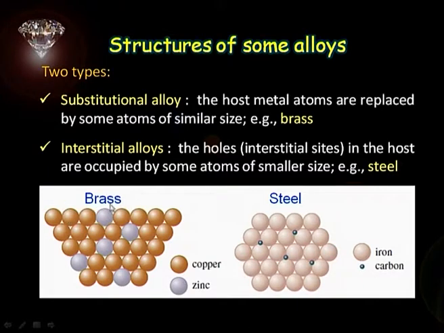In brass, the atoms of copper are replaced by those of zinc. They have a similar size. So, that gives a substitutional alloy, whereas in the case of steel, iron is packed together fairly well, and wherever the small voids are, small carbon atoms get into them and give rise to what is called an interstitial alloy.